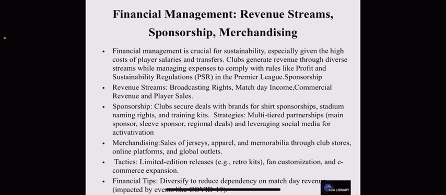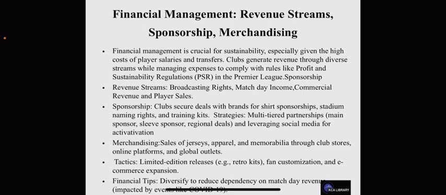So let's move on to the revenue streams now. Revenue streams could be broadcasting rights, match day income. There is definitely income for every match day, commercial revenue and player sales. And whenever they sell players, these also serve as revenue streams, how they can gain money.